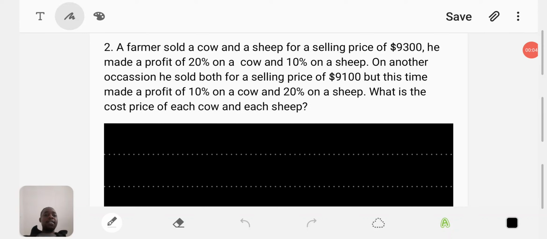Okay, guys, here's another scenario on applying simultaneous equations into the real world. In this case, a farmer sold a cow and a sheep for a total selling price of 9,300. He made a profit of 20% on a cow and 10% on a sheep. On another occasion, he sold both for a selling price of 9,100, but this time made a profit of 10% on a cow and 20% on a sheep. What is the cost price of each cow and each sheep?